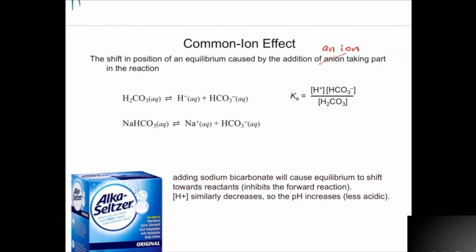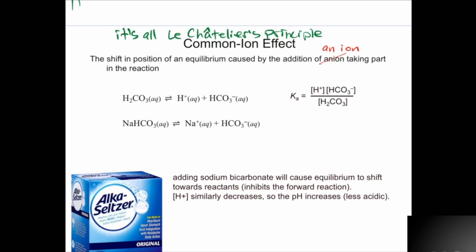All the common ion effect is, I'll just say, it's all Le Chatelier's principle. Let's spell it right. Just put a little hat on there. That's how you spell it. And we all know what Le Chatelier's principle is.